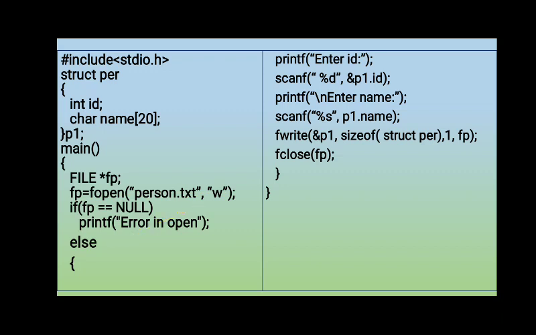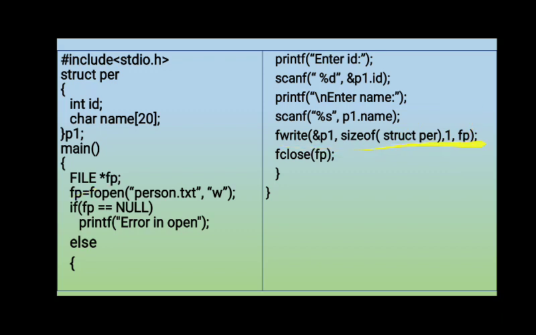If there is no error, you are first reading the id, and that is stored in p1.id. Again, you're reading the name from the console. You're storing that into p1.name, and then that is written to the file person.txt using the fwrite function. The first parameter is the address of the structure variable, that is p1 was the structure variable, and you have read data to p1, so that is &p1. Then you are getting the size of the structure per, and then you're only writing one block of data, so you're specifying 1, and then the file pointer, which here is fp.